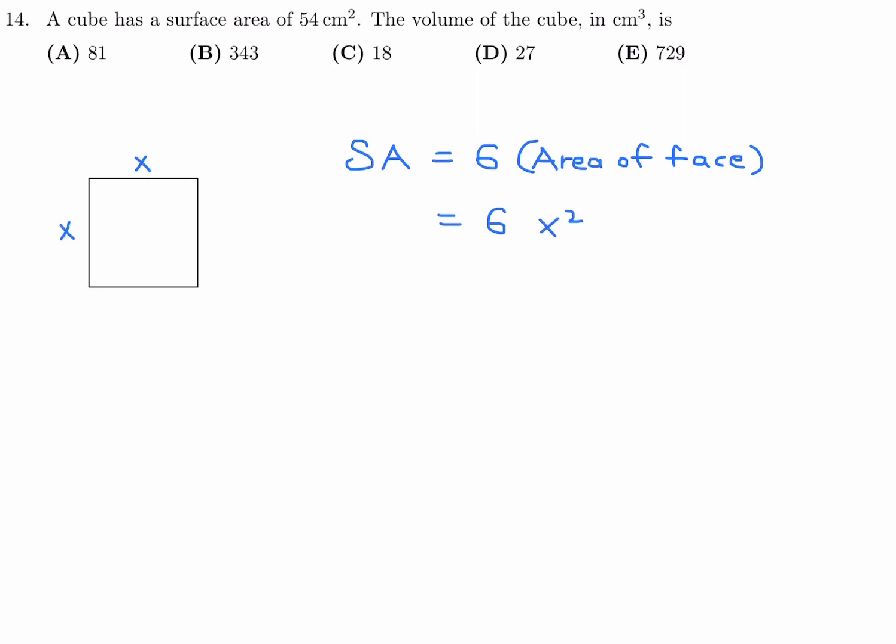So 6x squared is the surface area of a cube, and they're telling me that it's 54. So solving for this, 54 divided by 6 is 9, and therefore x squared is 9. That means x is 3. Now the volume of the cube is given by the formula x to the power of 3. And if x is 3, it would be 3 to the power of 3, and that, of course, is 27. So number 14, the answer is D.